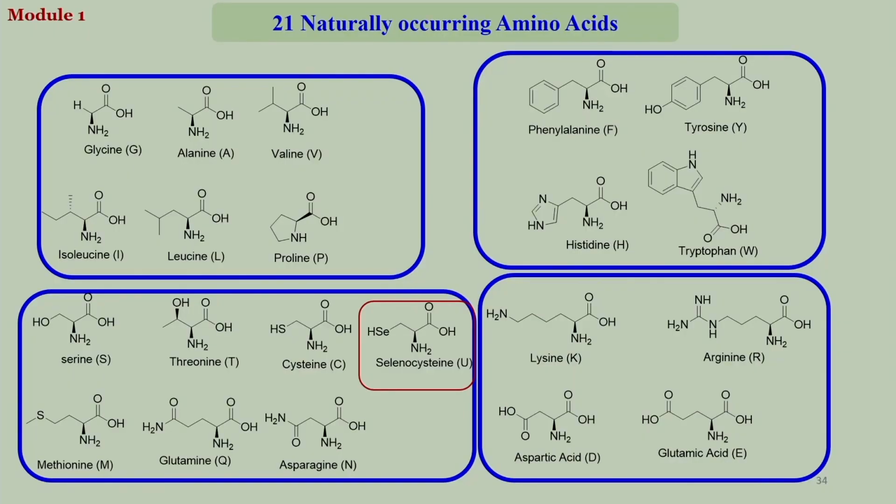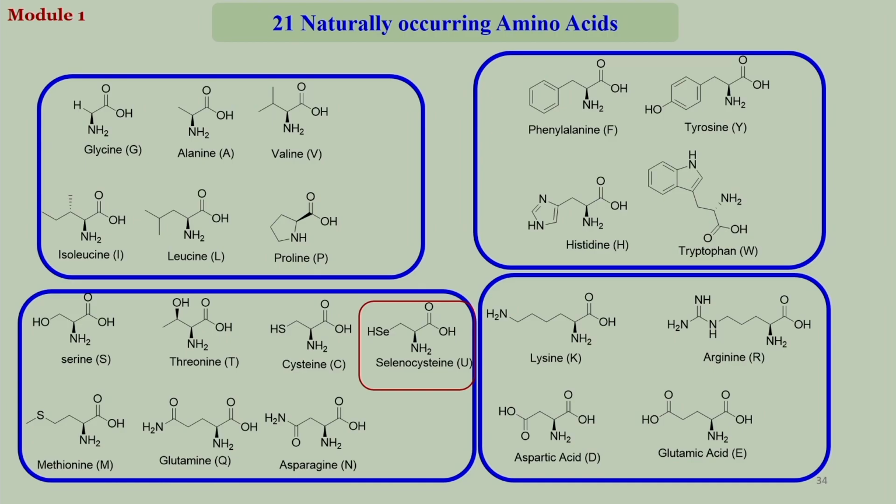So enzymes or proteins are biomolecules, large biological macromolecules which are composed of amino acids. And as you know, there are around 21 naturally occurring amino acids in nature, and these are the structures.